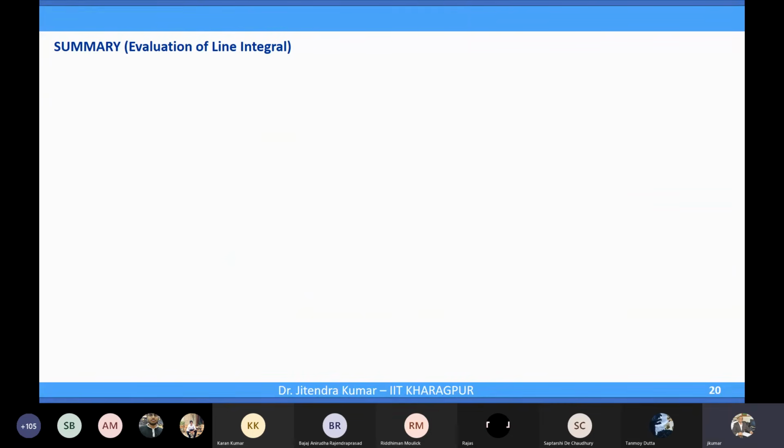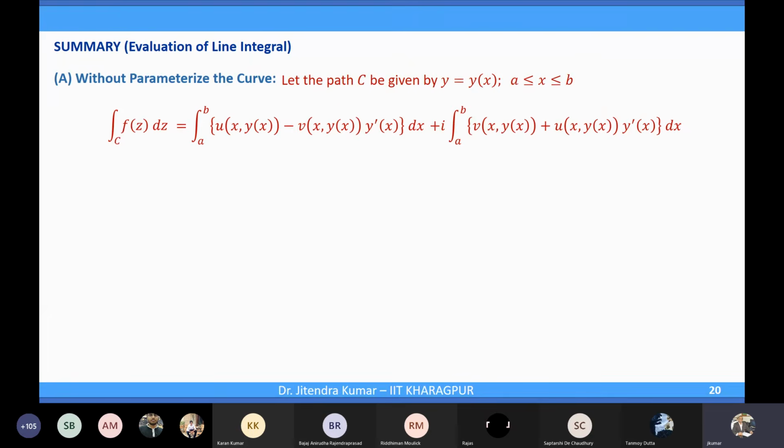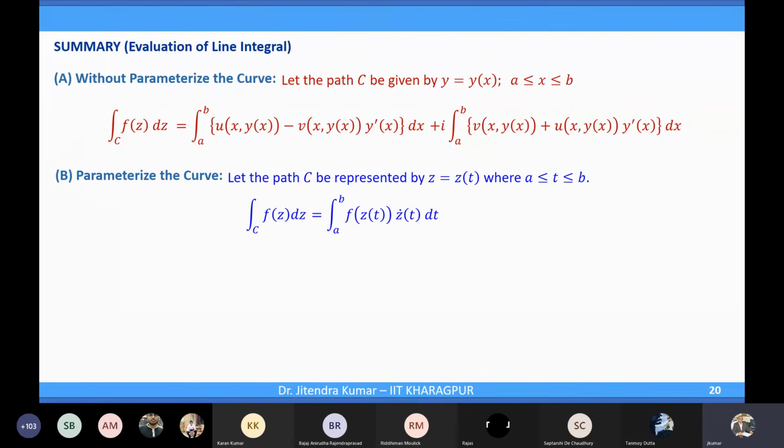So the summary, if I go over it in the last 2 minutes, of what we have learned in the previous lecture and also today: once you need to evaluate a line integral, you can do it without parameterizing the curve. So y is equal to y of x, substitute that in u and v, and then evaluate these simple one-dimensional real integrals. If you can parameterize, or it is given already in parameterized form, it is much easier. You substitute that parameterized form there, z dot and dt, and you are done.